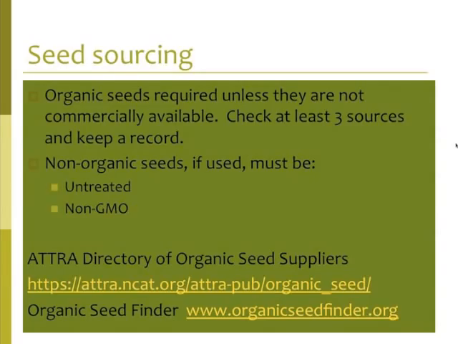seeds. So you would check for the specific variety that you want, and if they don't have it, then you can use non-organic seeds. Your certifier might ask you to show what seed suppliers you contacted or which catalogs you looked in. And if you use non-organic seeds, the certifier will also need to verify that the seeds you're using are untreated and non-GMO. I've got some resources here for finding organic seed suppliers. ATRA is one. They have an organic seed supplier list on their website. And there's also a new online seed database that can be found at www.organicseedfinder.org. And so those are great sources for looking for organic seeds.